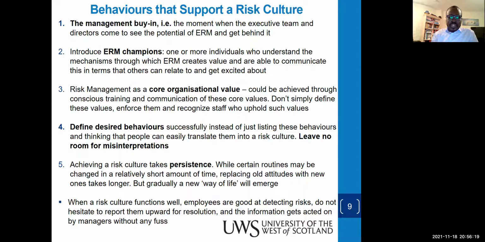When a risk culture functions well, employees are always good at detecting risk. They will not hesitate to report any risk that they see quickly, and the information gets acted on by management without any questioning. All right, that's it.